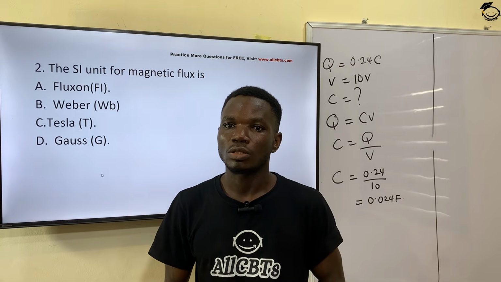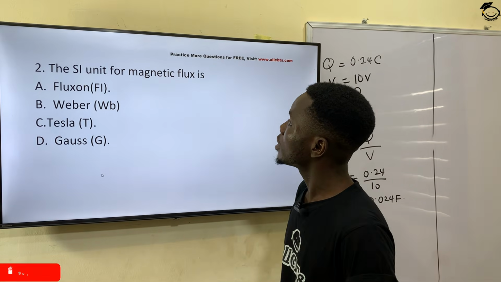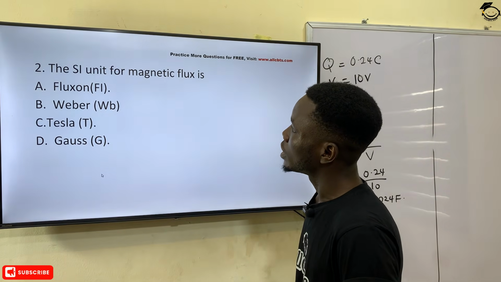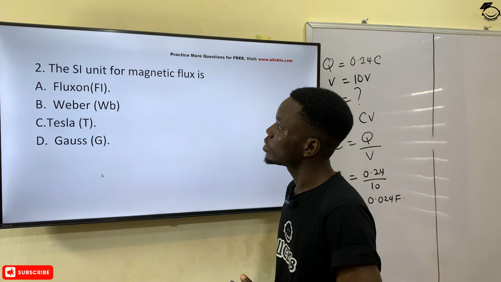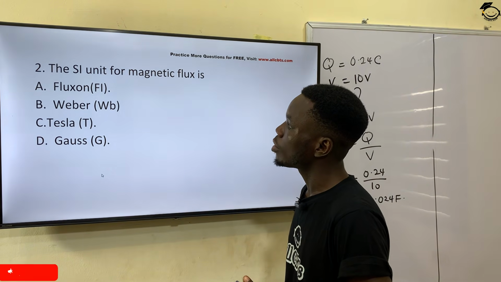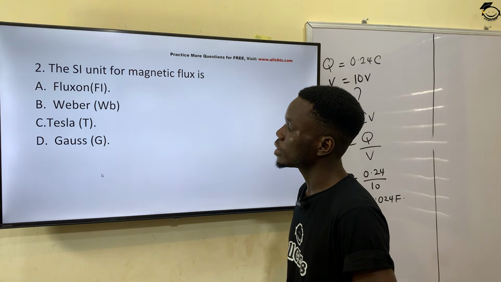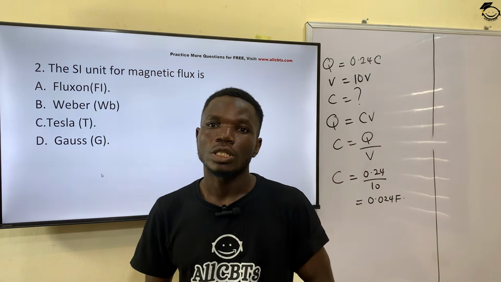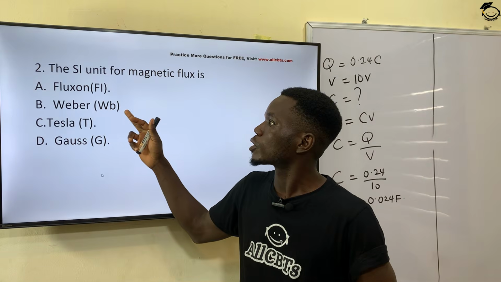Moving on to the next question, which is question number 2. It says the SI unit for magnetic flux is dash. Option A says Fluson. Option B says Weber. Option C says Tesla. Option D says Gauss. The SI unit for magnetic flux is Weber, which is option B.